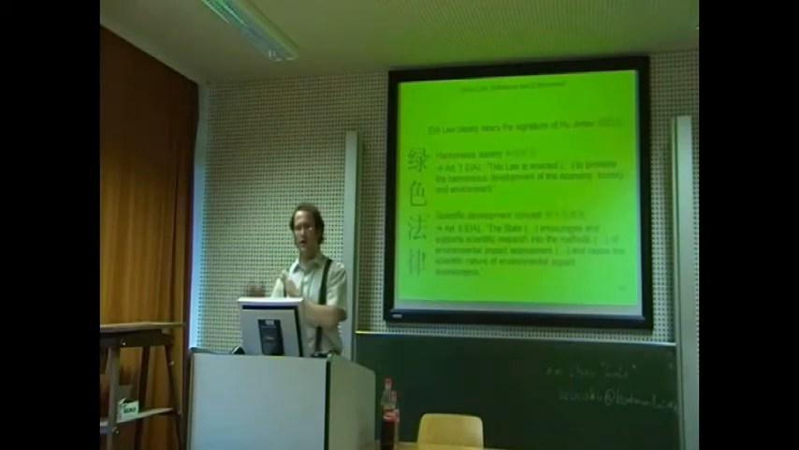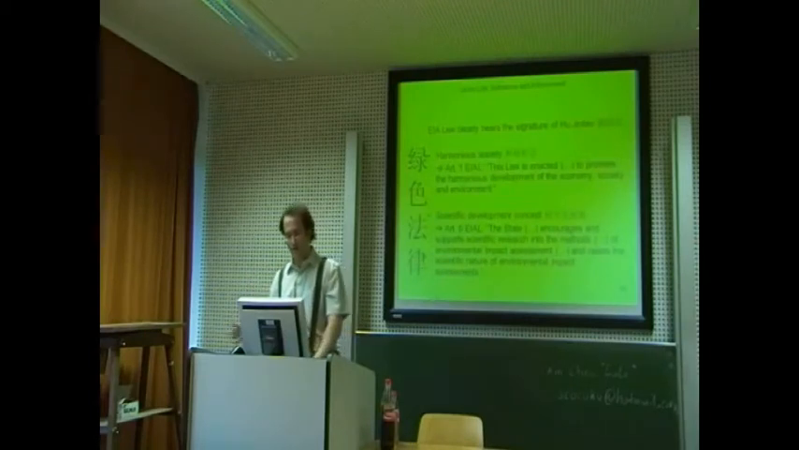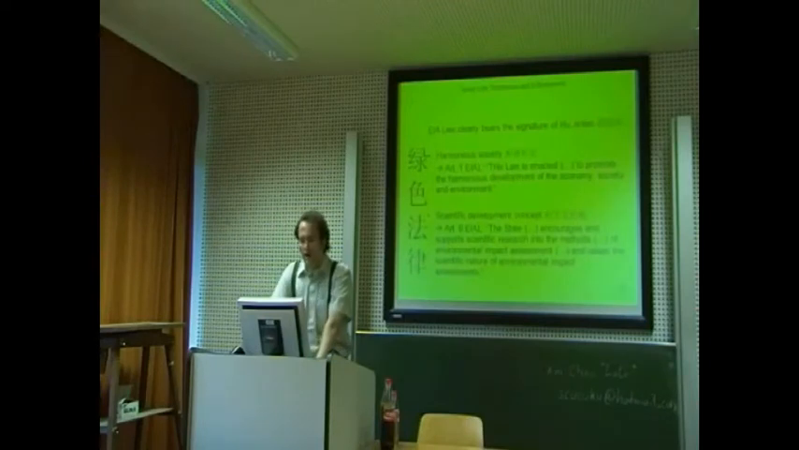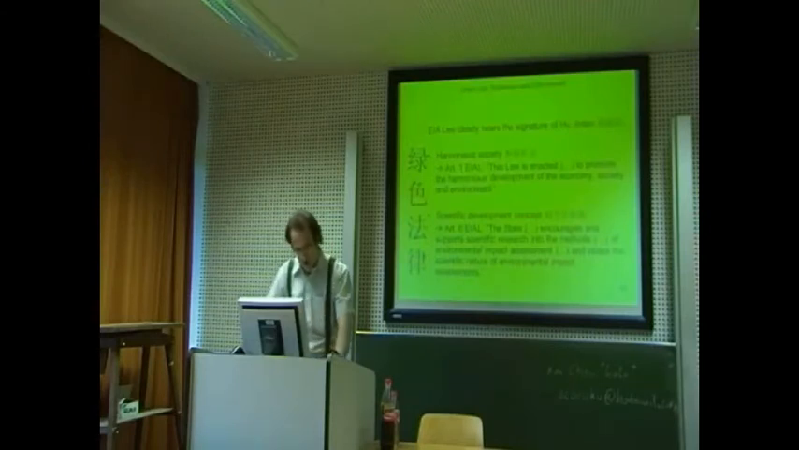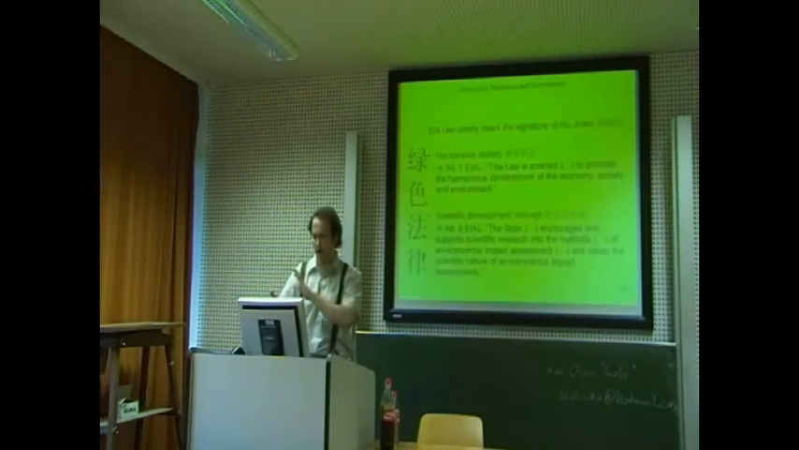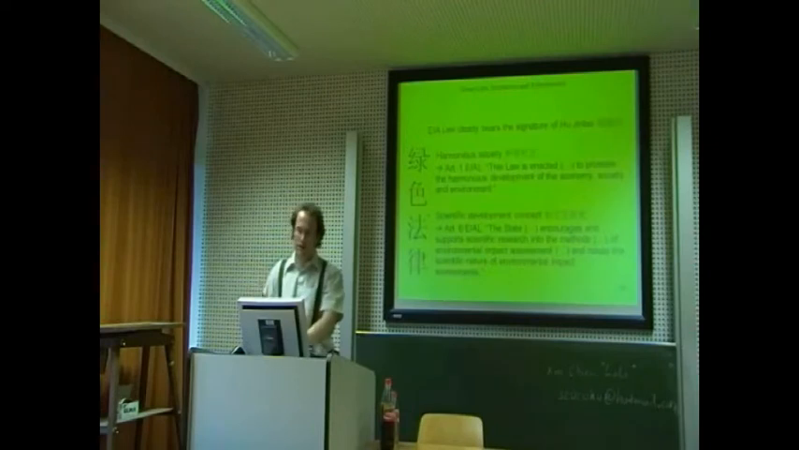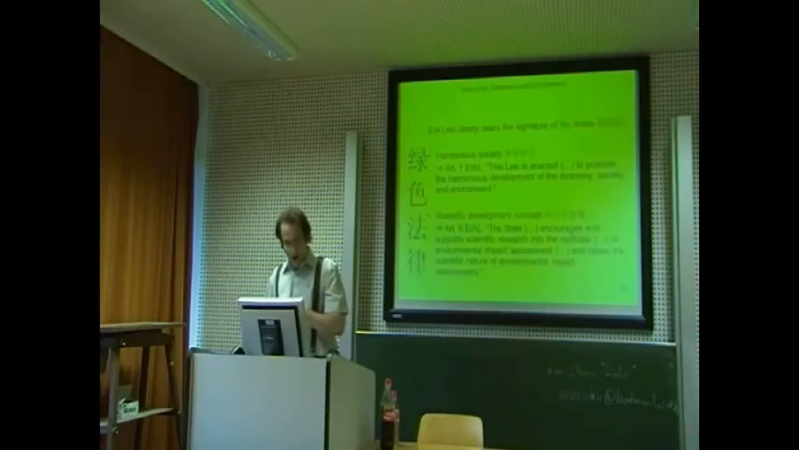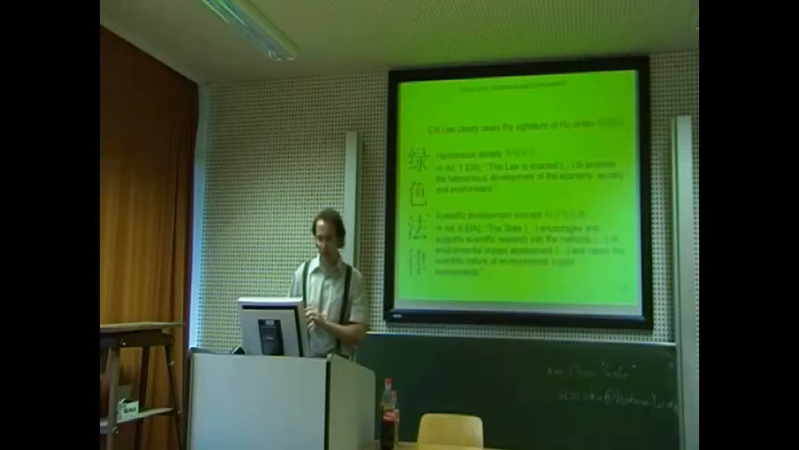Both concepts we can also find in this law, because Article 1 reads: this law is enacted to promote the harmonious development of the economy, society and environment. Before, when Jiang Zemin ruled China, he mainly focused only on the economy, and then Hu Jintao went into power, and his new focus was more on a balanced approach between the economy, the environment, and especially the society. So here we can find a political legal aspect.